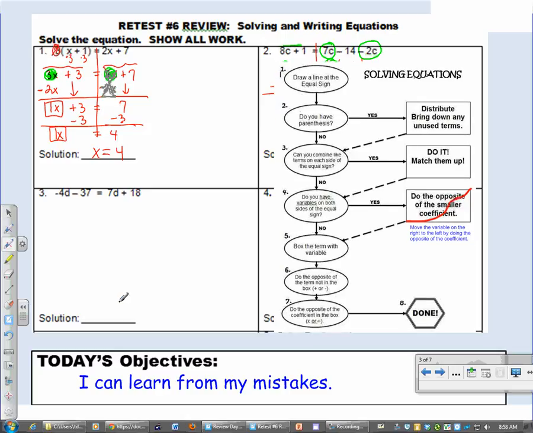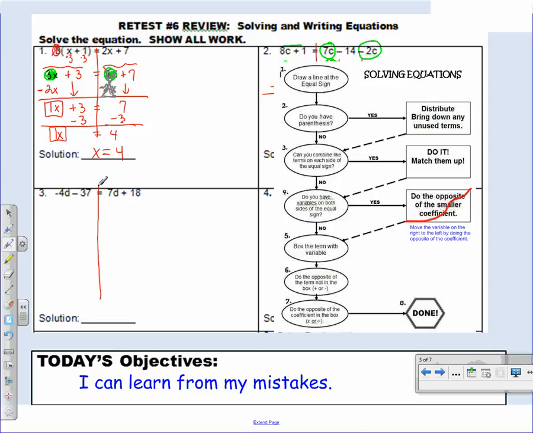Problem 3. Draw a line down the equal sign. Do we have parentheses? No. Can you combine like terms on each side of the equal sign? The 4d and 37 cannot combine. 7d and 18 cannot combine. Do we have variables on both sides? Yes, we do. We have a negative 4d on the left, and a 7d on the right.